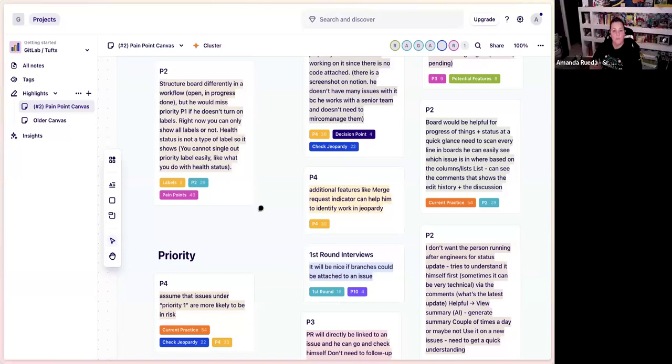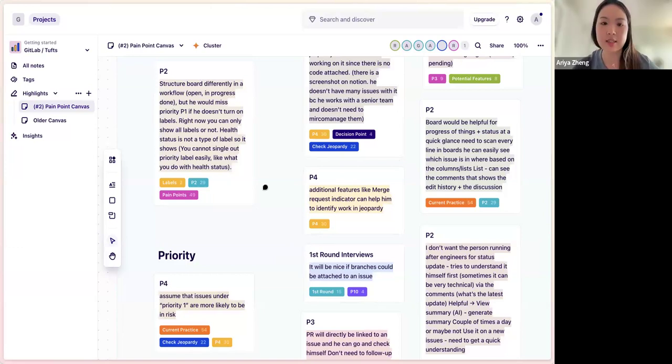So consuming the information and understanding what's next on the list was faster and easier when it's a list rather than cards on a board. Yes.